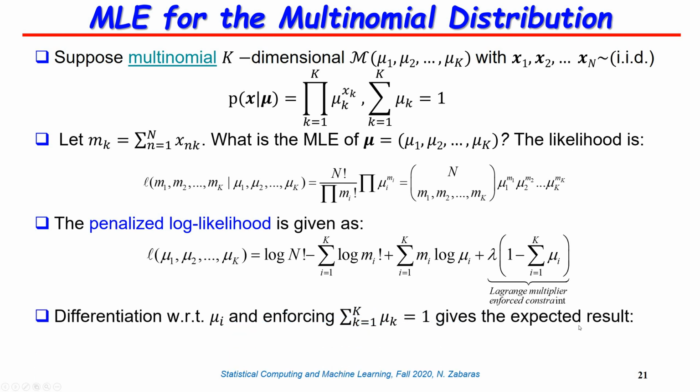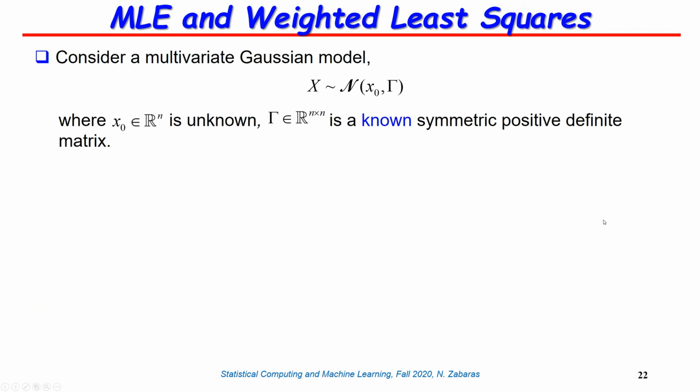I can go ahead and give you the answer because we have already done this, and the expected answer is that each of the mu i's is mi divided by n. So it's how many times in my n experiments the state i was on. That empirical average defines the probability mu i, and defines the MLE estimate for mu i. Okay, so we are done with these examples.